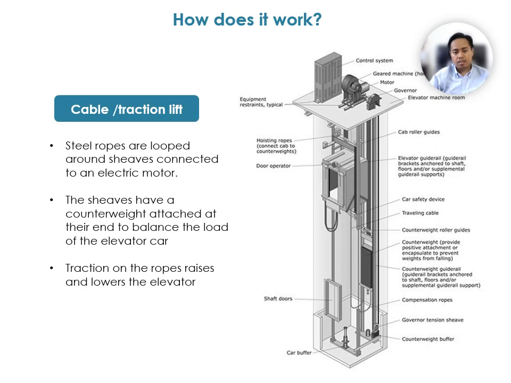How does the cable or traction lift work? Firstly, steel ropes are looped around sheaves connected to an electric motor. The sheaves have a counterweight attached at their end to balance the load of the elevator car. Traction on the rope raises and lowers the elevator.